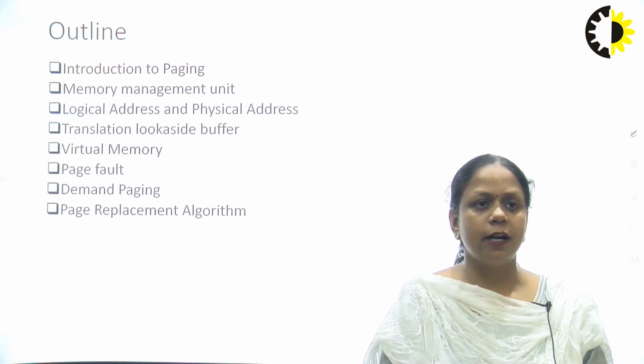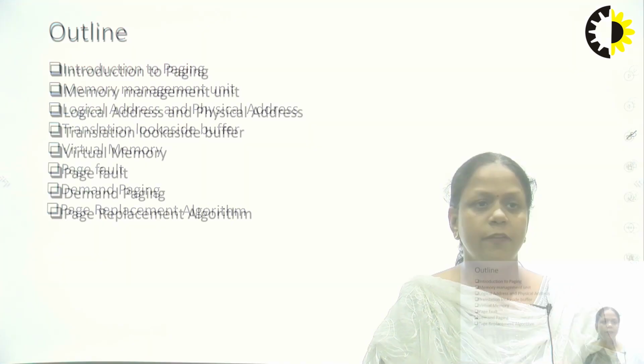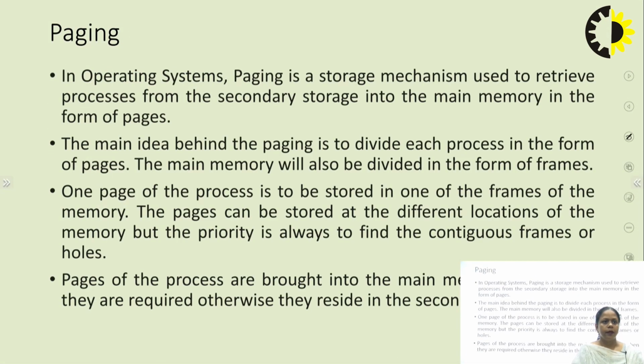Firstly we will understand what is the meaning of paging and why we use paging. In operating system, paging is a storage mechanism used to retrieve processes from the secondary storage into main memory in the form of pages. The main idea behind paging is to divide each process in the form of pages. The main memory will also be divided in the form of frames. One page of the process is to be stored in one frame of the memory.